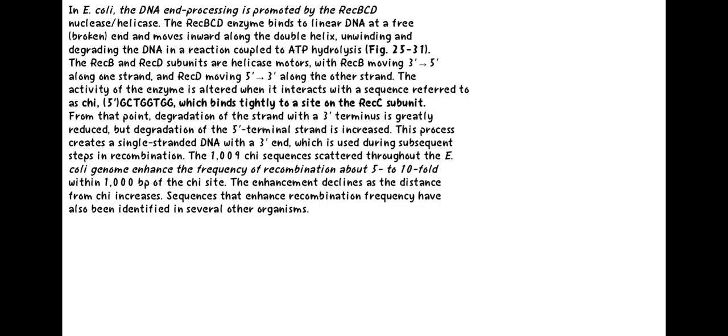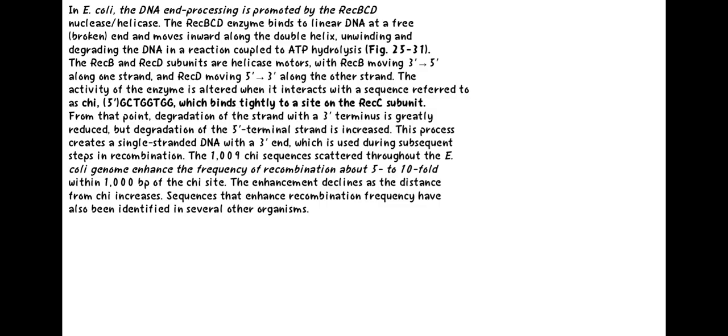The activity of the enzyme is altered when it interacts with a sequence referred to as Chi, which binds tightly to a site on the RecC subunit. From that point, degradation of the strand with the 3' terminus is greatly reduced, but the degradation of the 5' terminal strand is increased. This process creates a single-stranded DNA with a 3' end, which is used during subsequent steps in recombination.